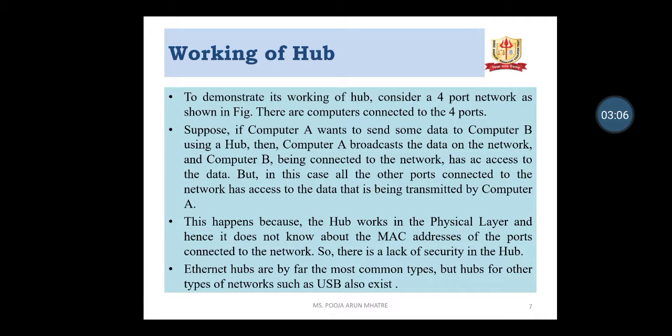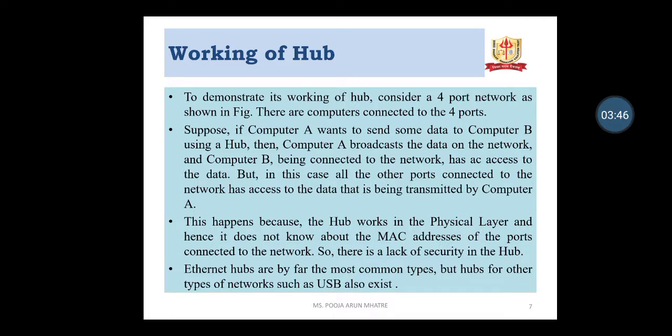Suppose computer A wants to send some data to computer B using a hub. Computer A broadcasts the data on the network, and computer B, being connected to the network, has access to the data. But in this case all the other ports connected to the network also have access to the data transmitted by computer A. This happens because the hub works in the physical layer and hence does not know about the MAC address of the port connected to the network. So there is a lack of security in the hub.